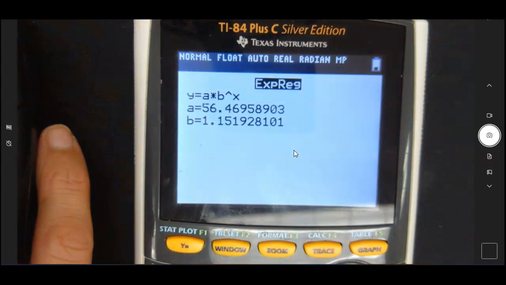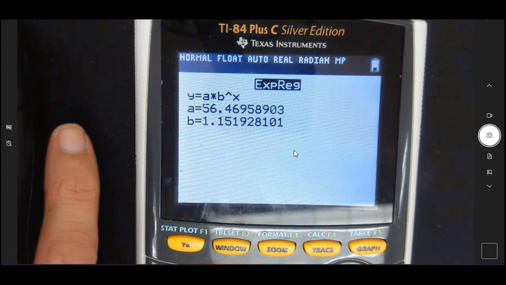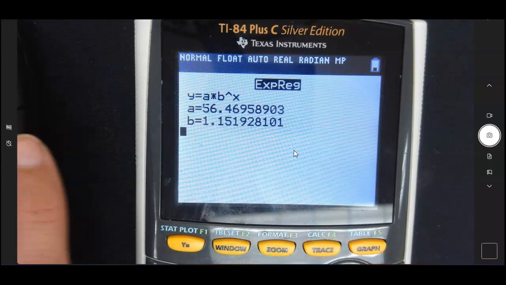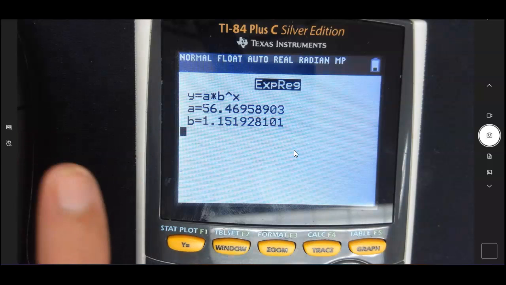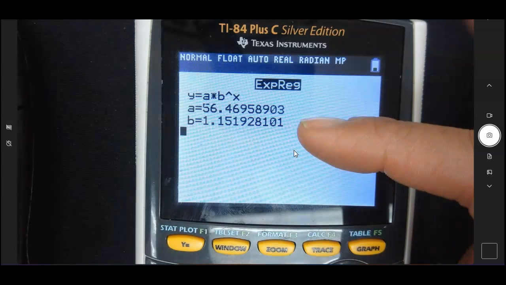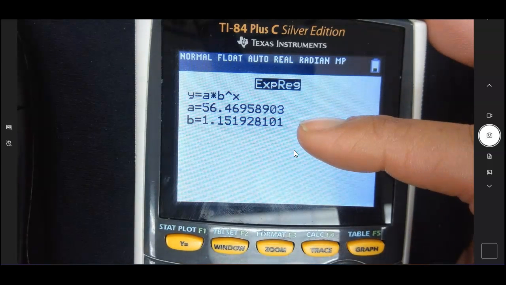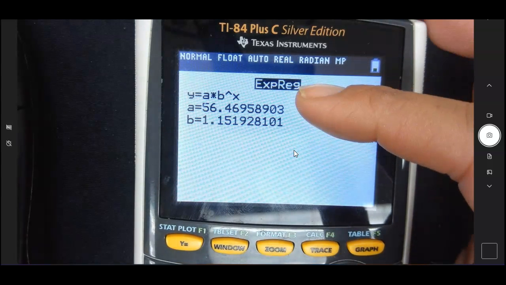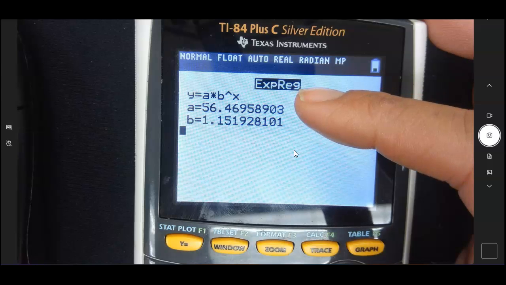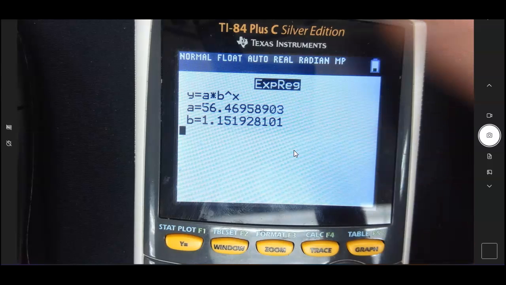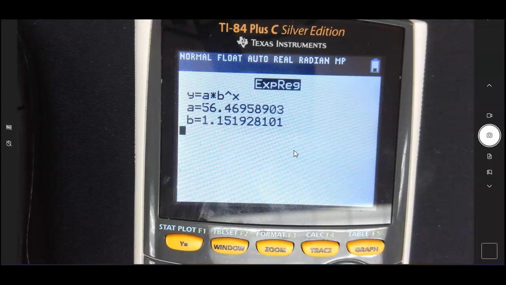So we should see that the A value is 56.46, the B value is 1.51. Again, a B value that is greater than 1 represents growth. The 56.46 represents the initial starting population. Now it says solve for x equals 12. So 1990 represented year 11, so year 12 would be 2000.